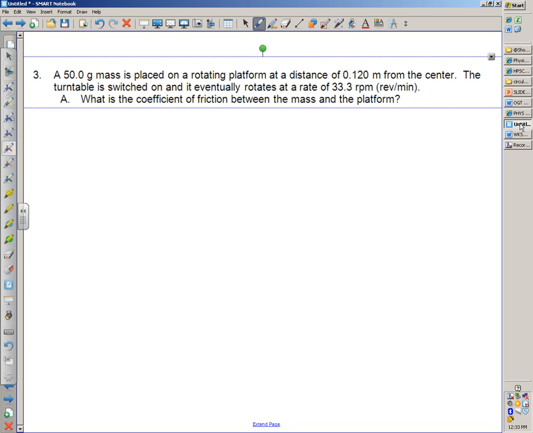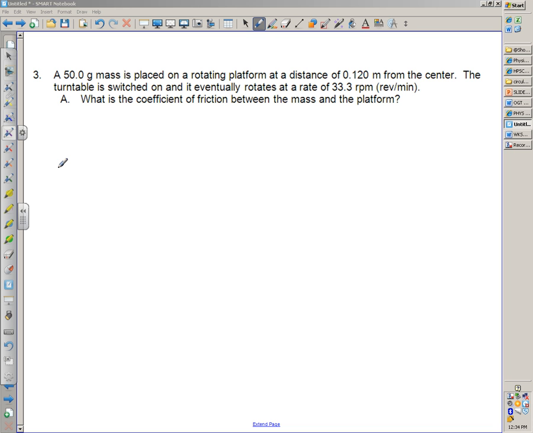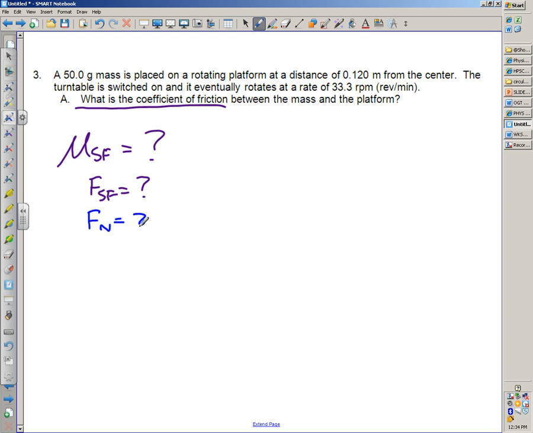So, as we've just discussed, that's my unknown. But that coefficient of friction depends on two things, right? In order to figure out the coefficient of friction, we need to know the force of static friction and we need to know our normal force. We need to know those two things in order to figure out our coefficient. Okay, going through the problem.